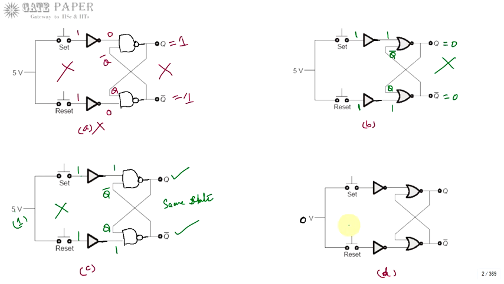Now come for the last option. 5 volts is replaced with 0 volts. We know that one input for the inverters is going to be logic 1 because of the TTL family. In TTL family, open inputs are treated as logic 1.